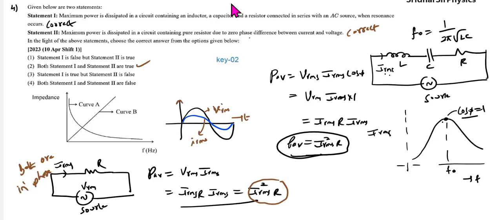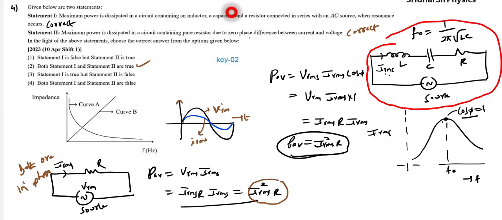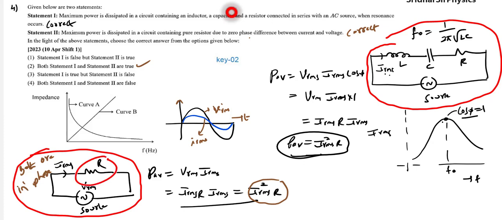Agree with this? What he has done is, statement 1 is the concept of series resonance. In statement 2, he has directly asked about a pure resistor connected to an AC source, then who will dissipate power? Only the resistor. Here also, who dissipates? Only the resistor at resonance. Capacitor and inductor do not dissipate any power. Whatever dissipation happens here is because of the resistor.